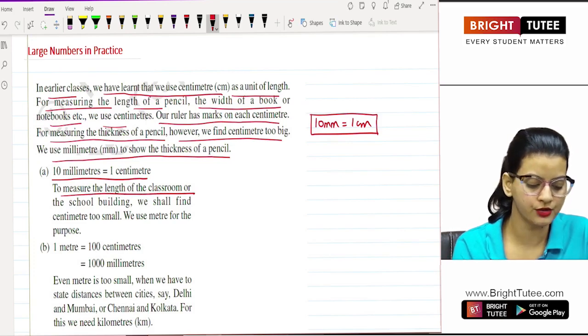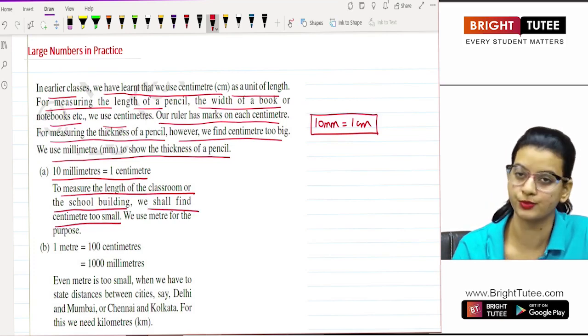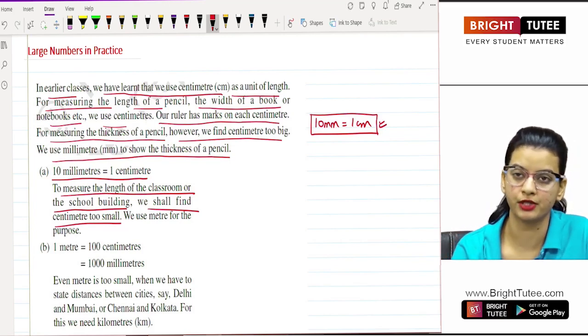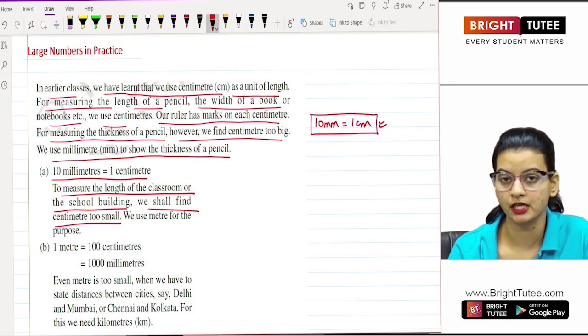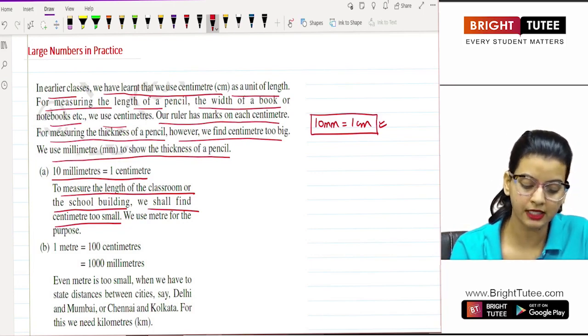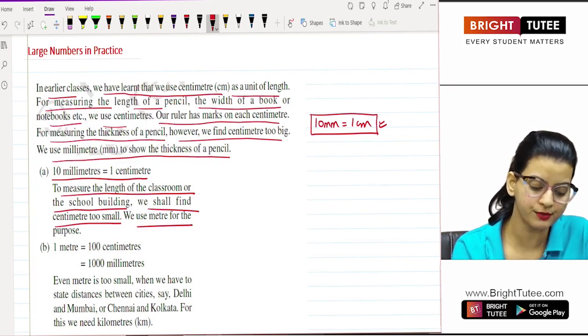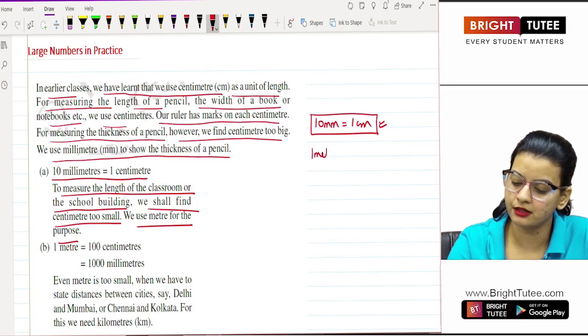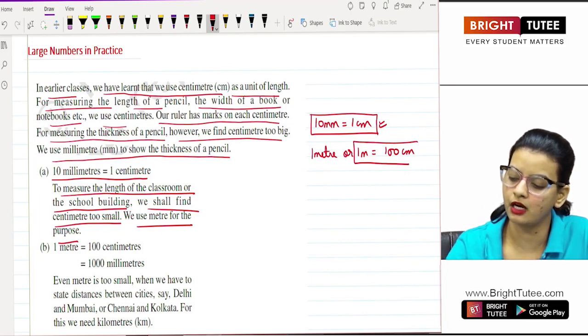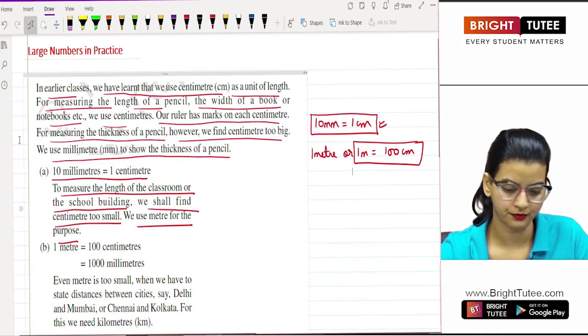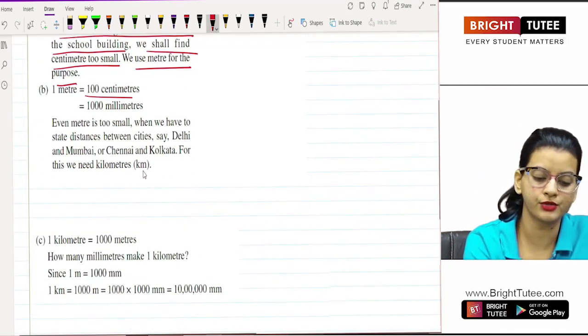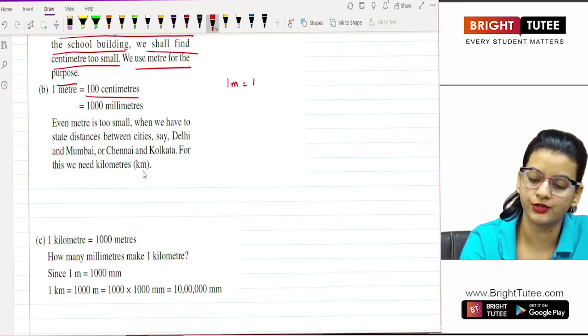To measure the length of the classroom or the school building, we shall find centimeter too small. This is another unit of measurement of length, to measure the length of larger objects, or the length of a classroom, or the distance between two cities. Millimeter is a very small unit. Centimeter is also a very small unit. So, for example, to measure the length of a classroom, we use meter. And 1 meter or 1 m is equal to 100 centimeter. This is another important conversion that you should keep in mind. 1 meter is equal to 100 centimeter.